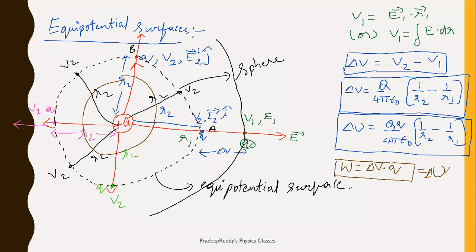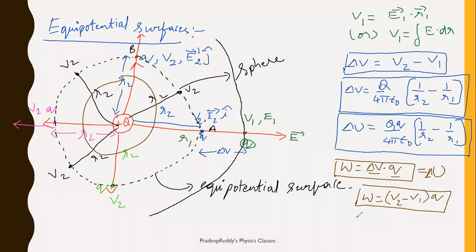Work done is equal to the change in potential energy. I am using the work energy theorem here. It is delta V into Q. Between these two potential points, you are moving this test charge. So I can write W is equal to delta V, that is V2 minus V1, into Q. This gives you the work done.